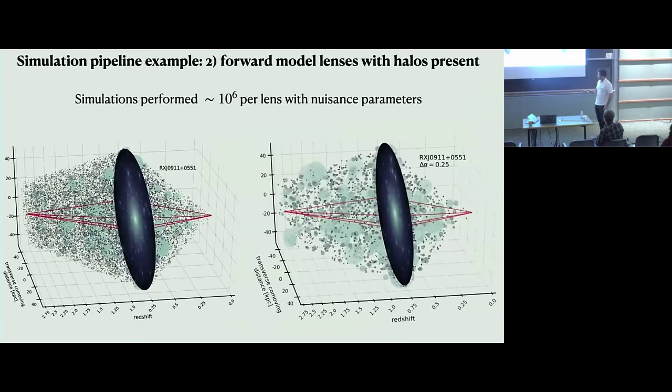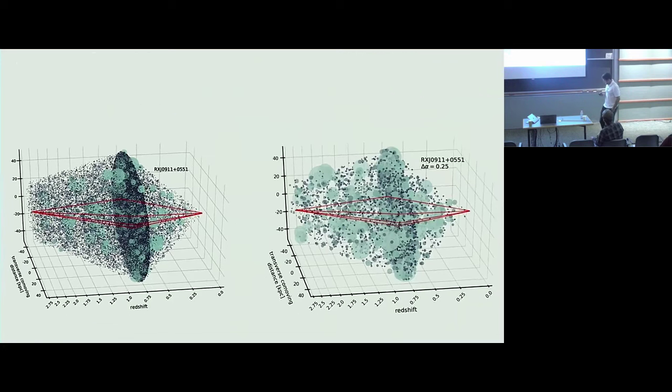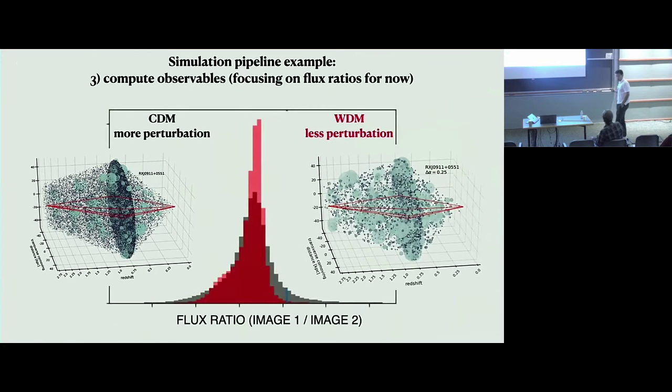Keep that in mind. So once we're able to generate plausible configurations of dark matter halos, we start lensing them. So we shine quasars through them. We propose lens models for the main deflector. We perform these simulations 1 million times or hundreds of thousands of times for each lens. And what we then do is compute observables. So I will focus on the flux ratios, as I've said.